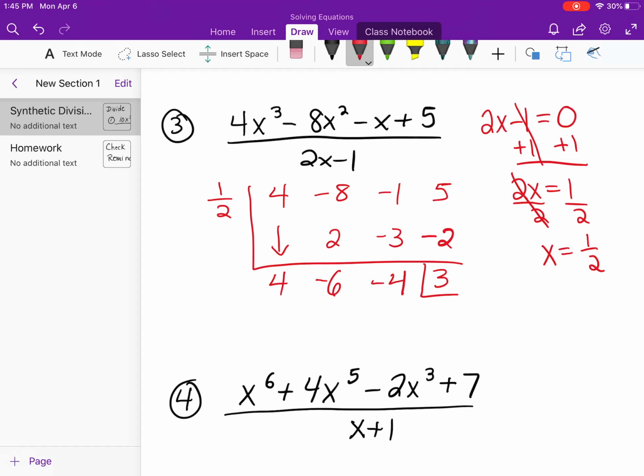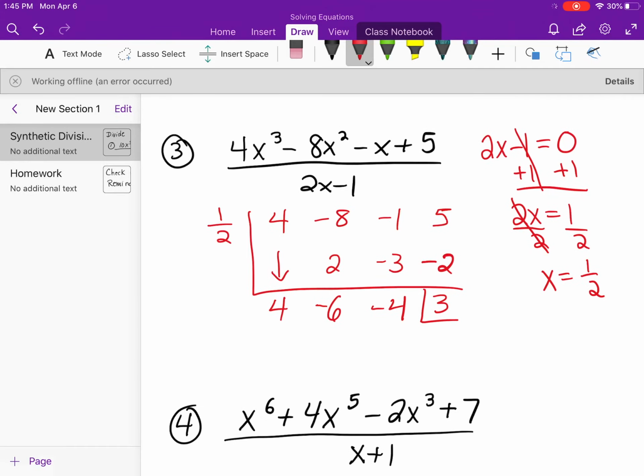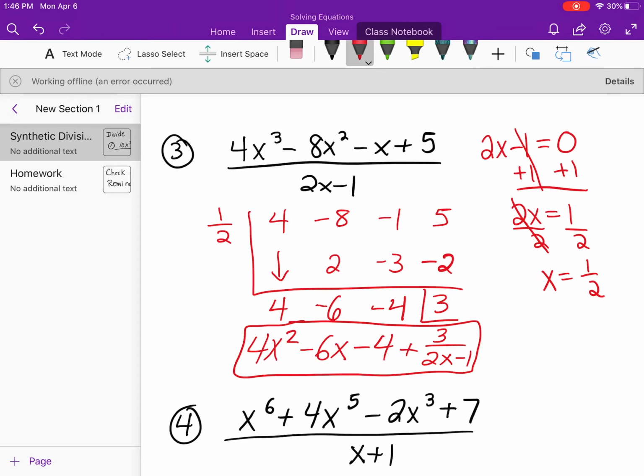Now let's put our variables back into our problem, starting with an x squared, because it's always going to be 1 less than what we had in our original problem. So it's 4x squared minus 6x minus 4 plus 3 over 2x minus 1. That is your final answer.